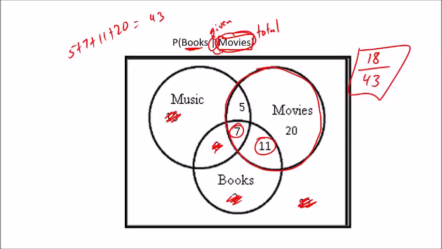So again, for the given problem, whatever comes after the given statement, that's the part you're focused on. We're only focused on the movies. None of the other people exist. So that's our new total. 5, 7, 11, 20 give us a total of 43. Inside the movies, the only people that like books are the 7 and the 11. So the answer is 18 out of 43 people.